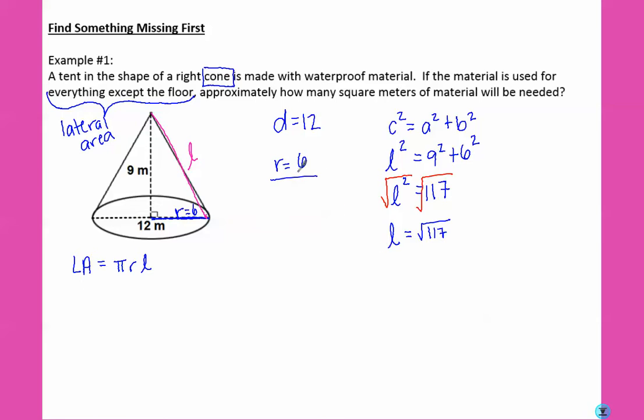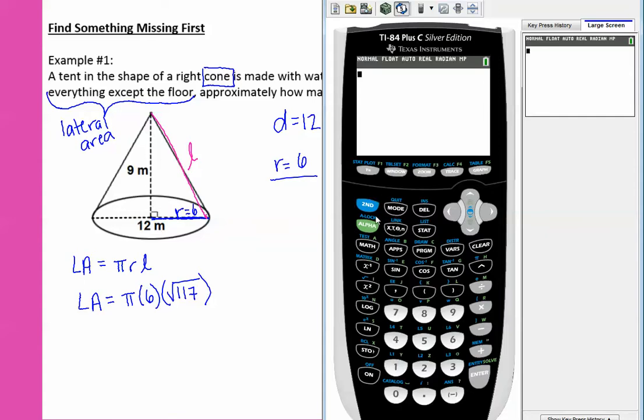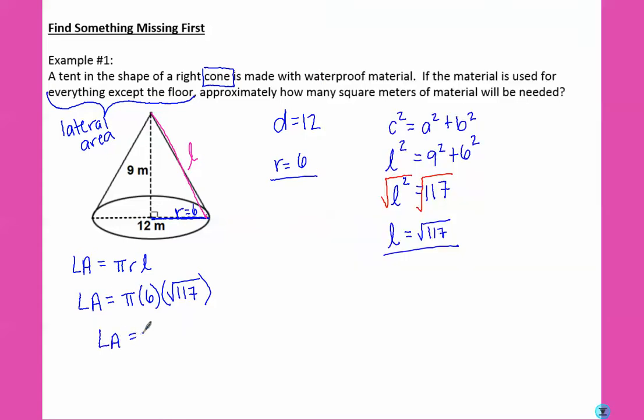Now that we've found R and L, we can put them in our formula. LA equals pi times 6 times the square root of 117. Let's put that in our calculator. Pi times 6 times the square root of 117. And we get 203.89. And we know our units are square meters.